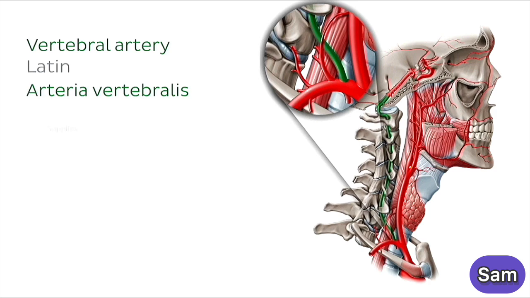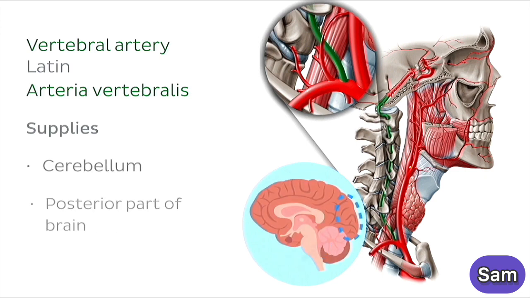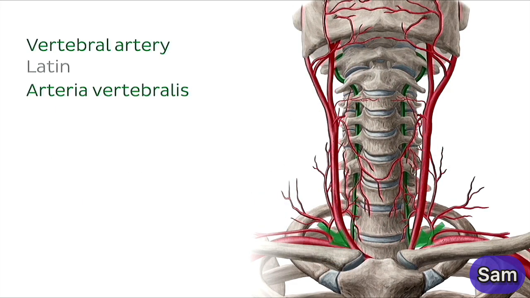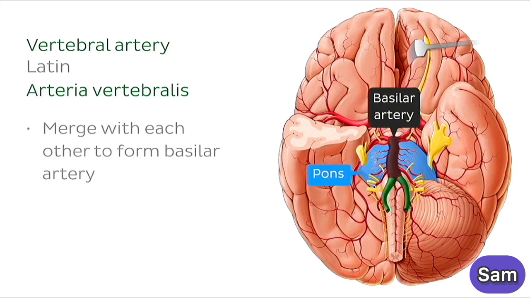These arteries provide blood to the superior part of the spinal cord, brainstem, cerebellum, and posterior part of the brain. Each vertebral artery originates from the first part of their respective subclavian artery, then courses superiorly through the neck in the transverse foramina of the cervical vertebrae, as you can see here in this image. They enter the skull, and once at the level of the pons, they merge with each other to form the single midline basilar artery, which we can see here in this image of the brain from an inferior view.